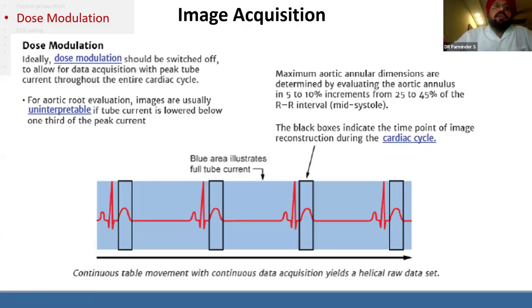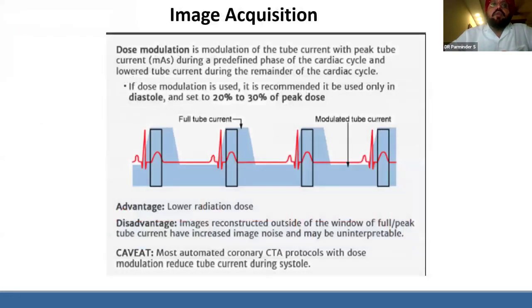So at least even during the diastole, we should have 1/3 of the full tube current available throughout the scan. Otherwise, for aortic root, we should have full tube current if we want good images throughout the cardiac cycle, or at least during systole. This is dose modulation. It's a modulation of the tube current with peak tube current during the predefined phase of cardiac cycle and lower tube current during the remainder of the cardiac cycle. For example, in this example, we have a full tube current during systole and lower tube current during the diastole.